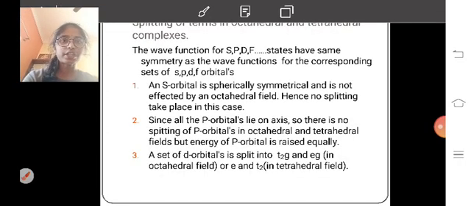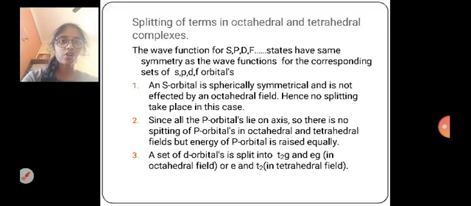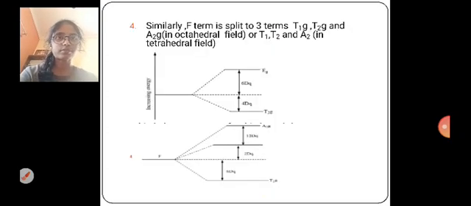A set of d orbitals is split into t2g and eg in an octahedral field and e and t2 in a tetrahedral field. Similarly, the F term is split into three terms, T1g, T2g and A2g in an octahedral field, or T1, T2 and A2 in a tetrahedral field.